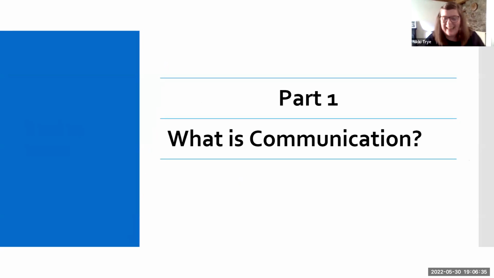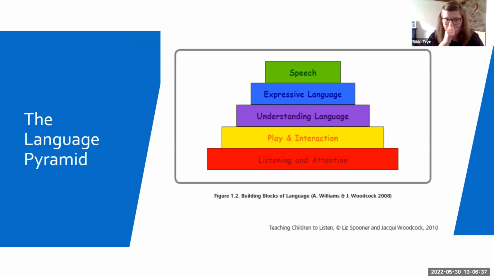Okay, so what is communication? This is the language pyramid we always refer to at school. It just reinforces to us what the foundation of communication really is all about. I think it's quite interesting that expressive language and then speech doesn't really come to the very, very top.